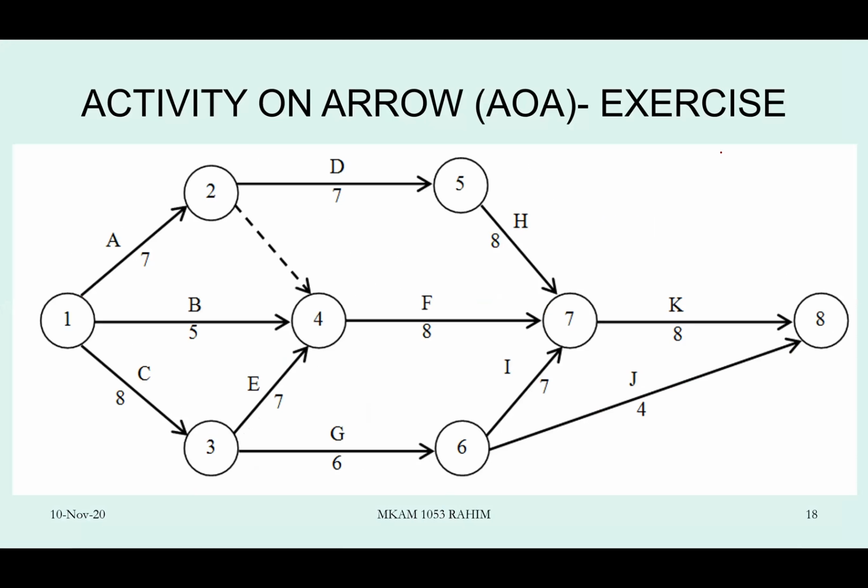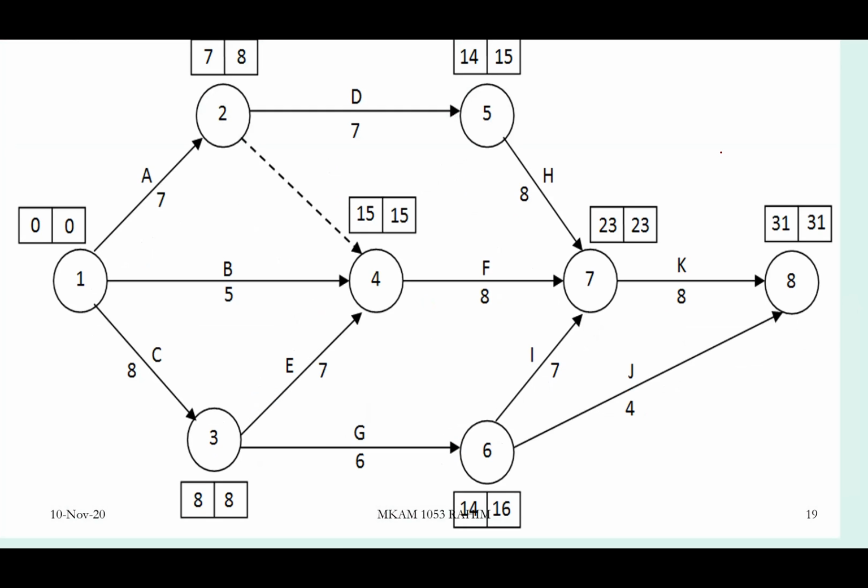Then again, this is exercise. Okay, you notice that the calculation, simple calculation, 0 plus 7 equivalent to 7, 7 plus 7 equivalent to 14, and then this one do have 3 activity going. How to calculate? Okay, let's start with B. 0 plus 5 equivalent to 5. Okay, this one is 0 plus 8 equivalent to 8. Okay, 8 plus 7 equivalent to 15.